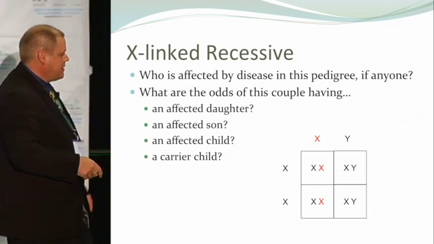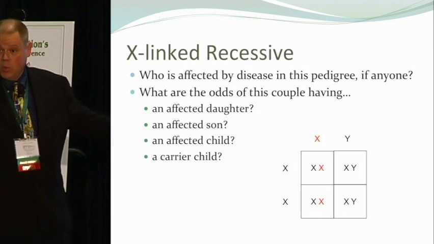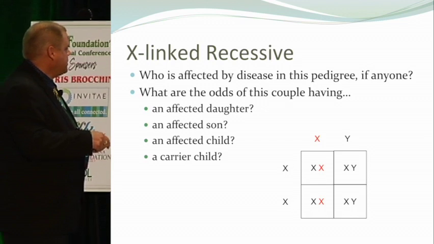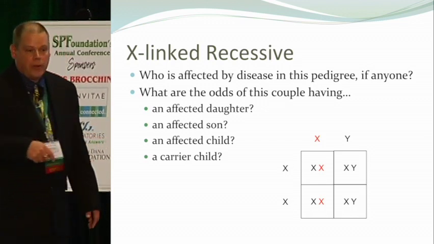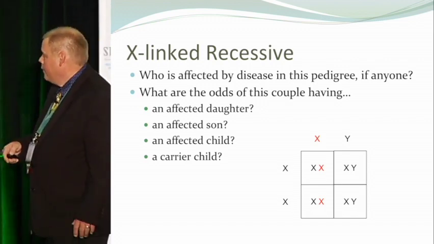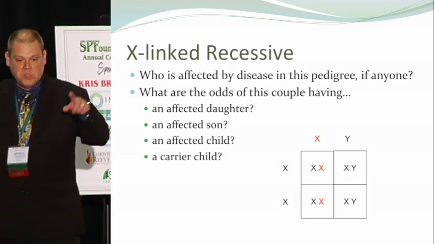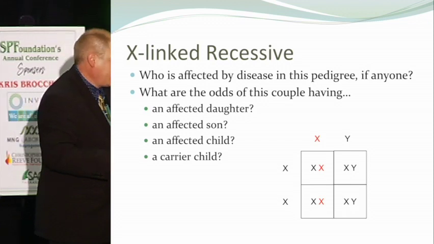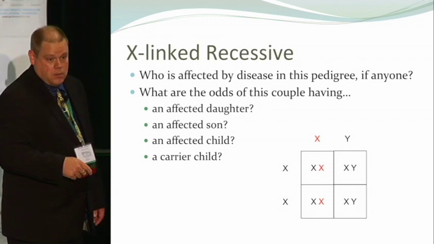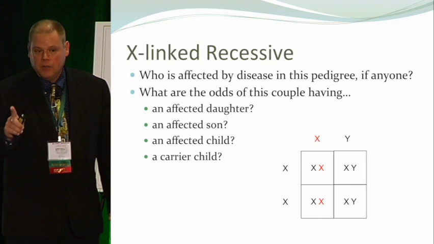What's the chance of having an affected son? 0. Is that important too? Wow. Okay, there you go. What's the chance of having an affected, or I'm sorry, a carrier child? What's that? A carrier child overall. So looking at all 4 quadrants, 50%, exactly right. What's the chance of having a carrier daughter? 100%. Every single daughter will be a carrier.